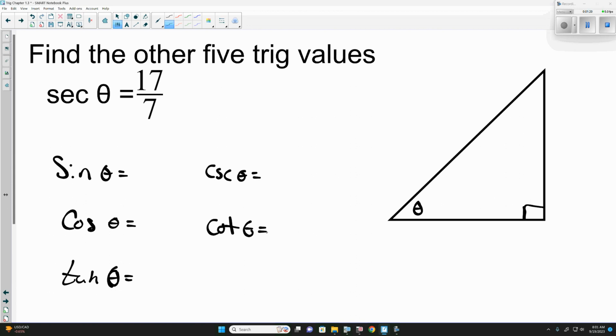So what that's telling us is that cosine is actually 7 over 17. And now that we have that, we know that the adjacent side is 7, and the hypotenuse is 17. It gives us a place to start. And now that we have that, we can use the Pythagorean theorem, a squared plus b squared equals c squared, to find the missing side. So we'll say 7 squared plus b squared equals 17 squared.